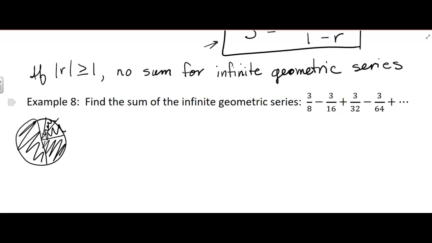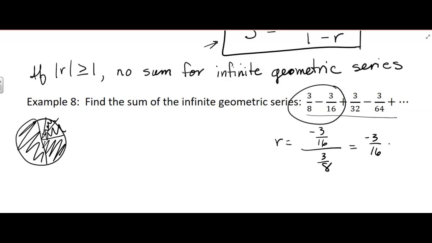It says find the sum of the infinite geometric series. Okay, so here's our series. We have to find r. So what you do to find r is you take two consecutive terms, and you're going to say negative 3/16 divided by 3/8. Okay, and then that means negative 3/16 times 8/3, right? Keep, change, flip. The 3's cancel, and so we get negative 1/2. Now, the absolute value of negative 1/2 is less than 1. So yes, it's an infinite geometric series with a sum.